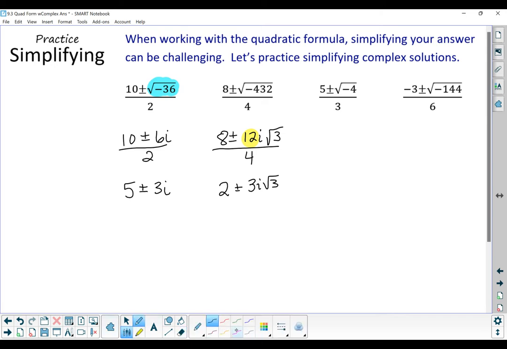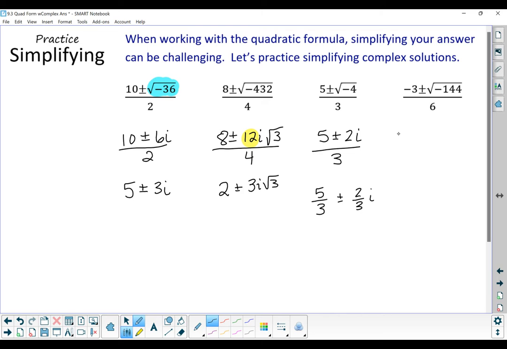Okay, another one here. We've got 5 plus or minus root negative 4 all over 3. Well, that root negative 4 is the same as 2i, and this is all over 3. Now, in this case, it's probably fine to leave your answer like this. This is not in standard form, but again, it would be okay if you left your answer like this. In standard form, our real part is 5/3, and our imaginary part is 2/3 i. So this is how we would write it in standard form.